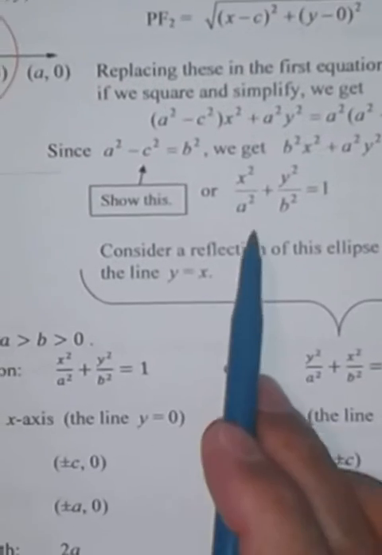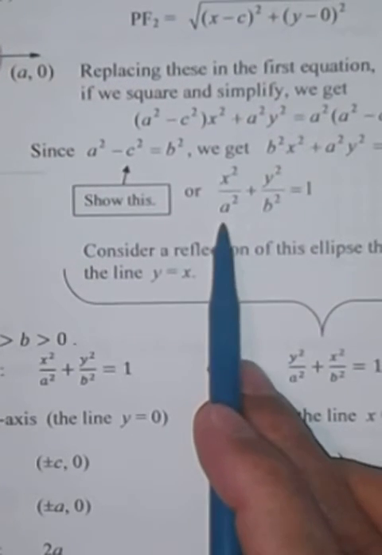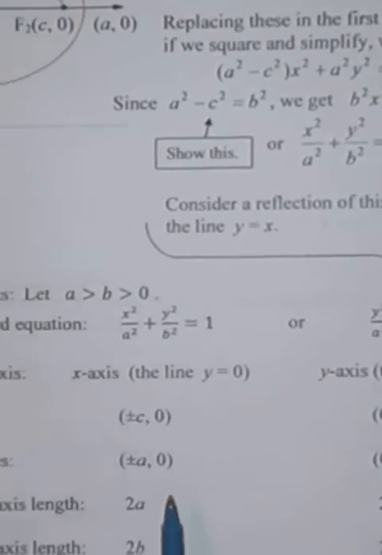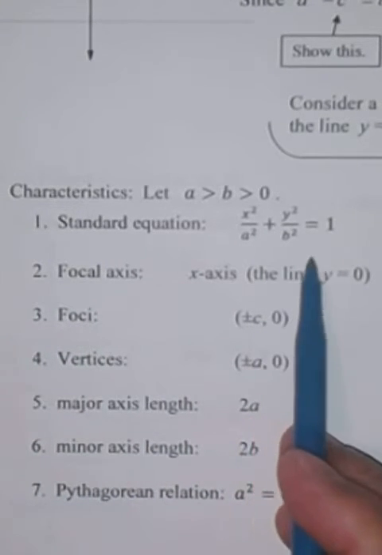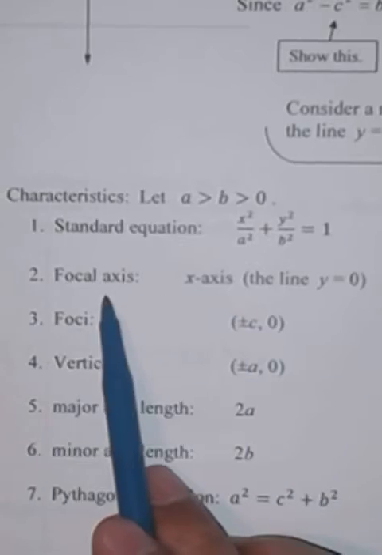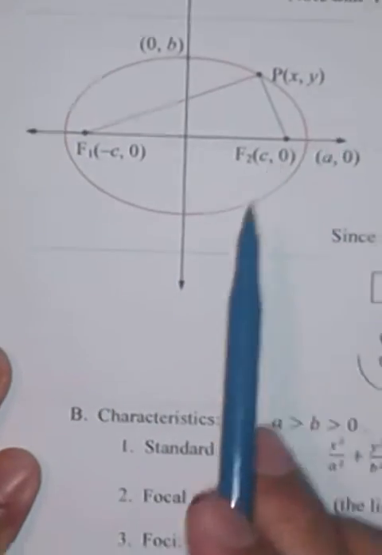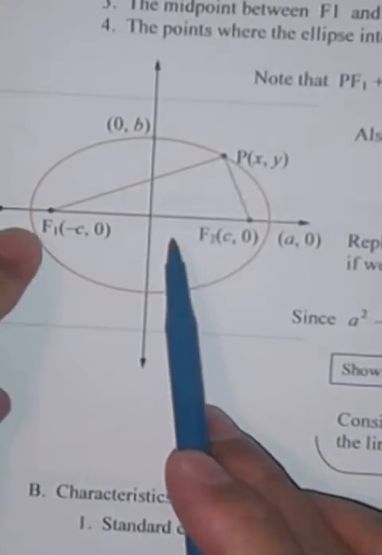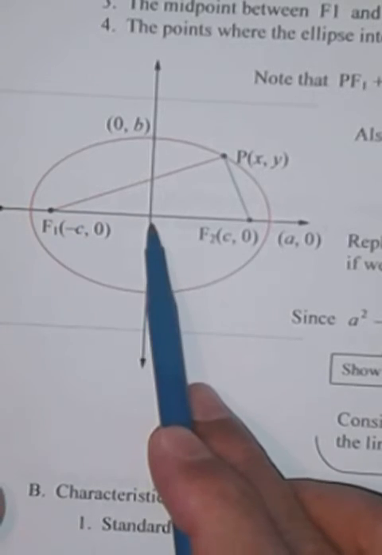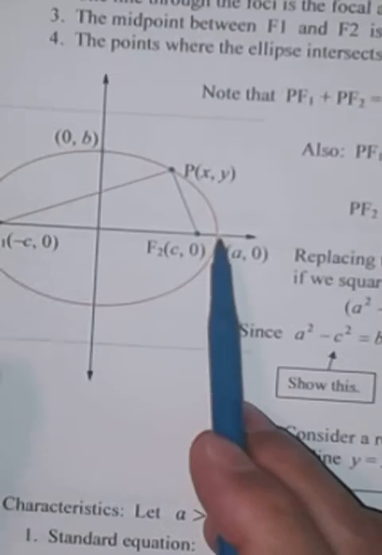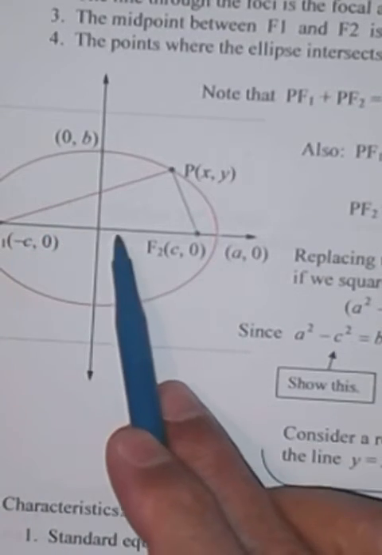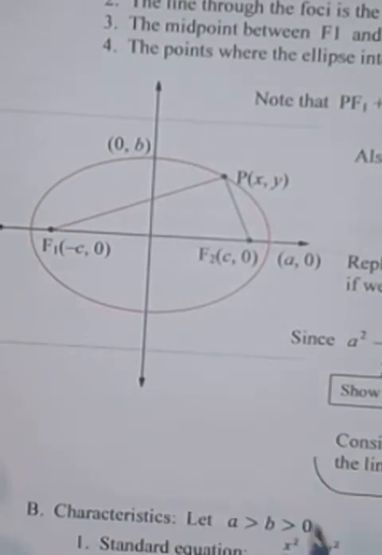Okay. All right. And the rest of it is just using the distance formula to show that the equation is such: x squared over a squared plus y squared over b squared equals 1. All right, so that's our standard equation. The focal axis, remember we said, was the x-axis. The foci are c from the center to the left and to the right. The vertices are a distance a to the left and to the right of center.